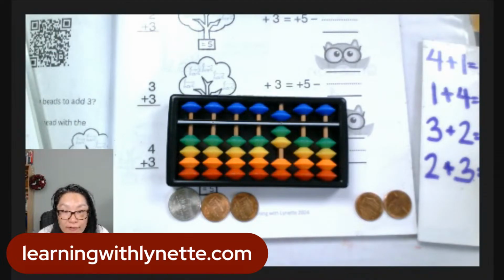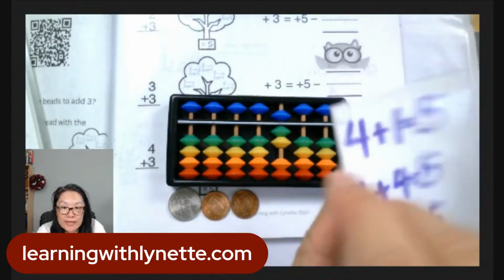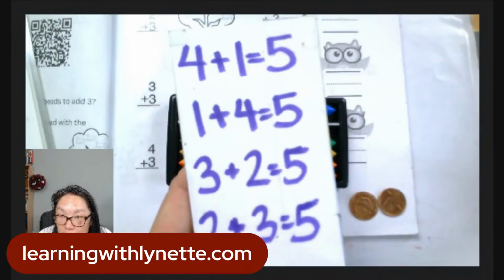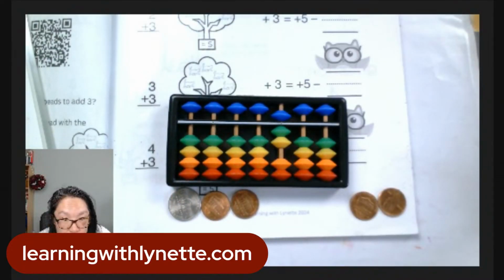Okay, so my final answer is 7. 5, 6, 7. Does that make sense? What I'm trying to show with this concept is that we're going to power it up.